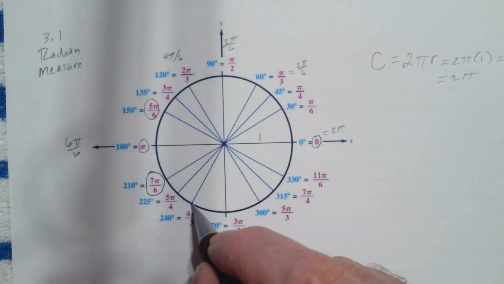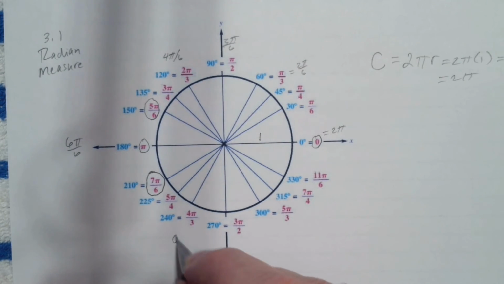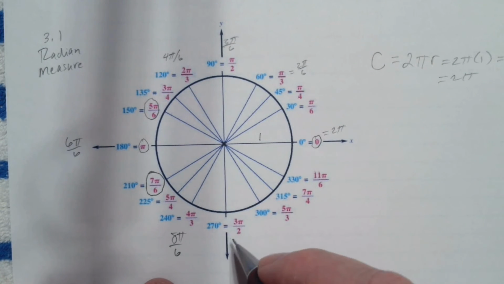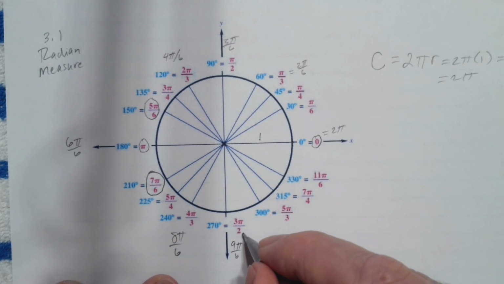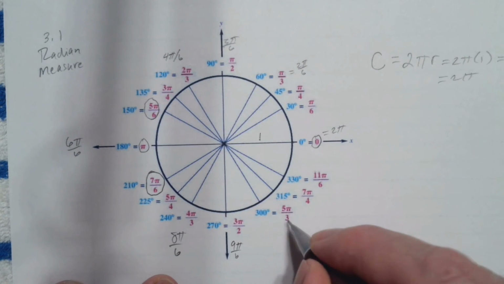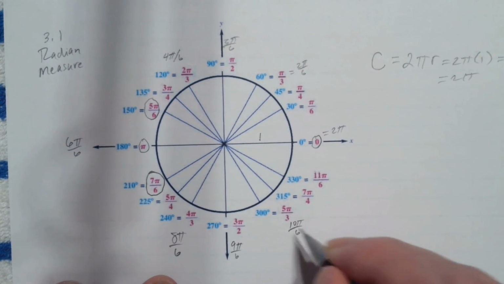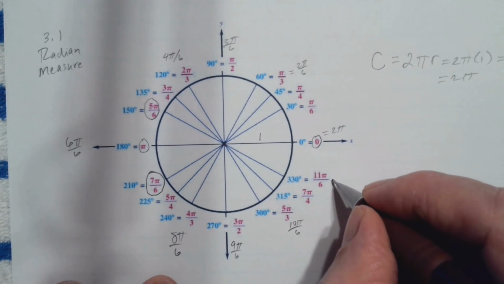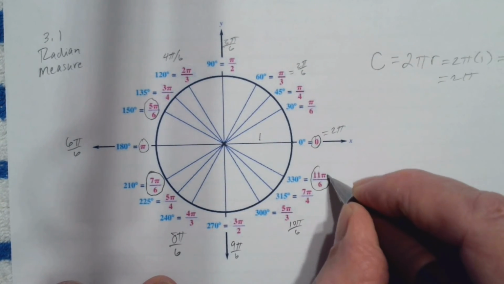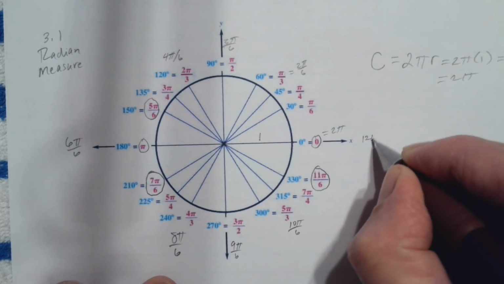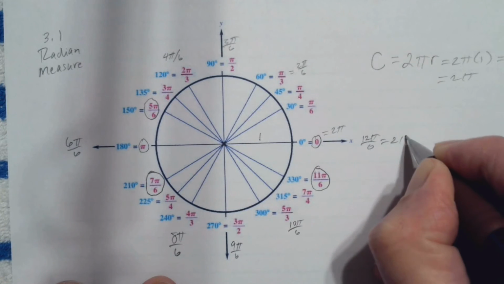Another 30 degrees, or pi over 6, puts us at 8 pi over 6. Notice that reduces to 4 pi over 3. Another pi over 6 puts us at 9 pi over 6, which is 3 pi over 2. Another pi over 6 puts us at 10 pi over 6, which is 5 pi over 3 when you reduce it. And another pi over 6 puts us at 11 pi over 6. And then this would be 12 pi over 6, which does reduce to 2 pi.